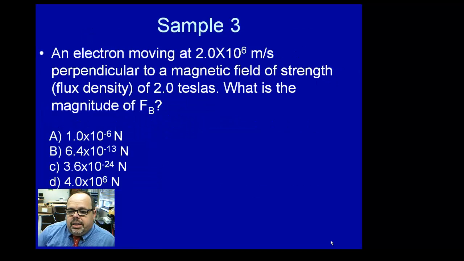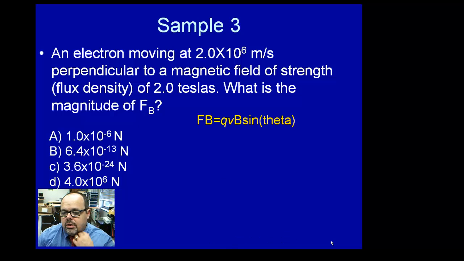An electron moving at 2 times 10 to the 6 meters per second perpendicular to a magnetic field of strength 2.0 Teslas. Magnetic field strength is also called flux density, so don't panic if you see that word. B is measured in a unit called Teslas, which we really haven't talked about yet. What is the magnitude of FB?